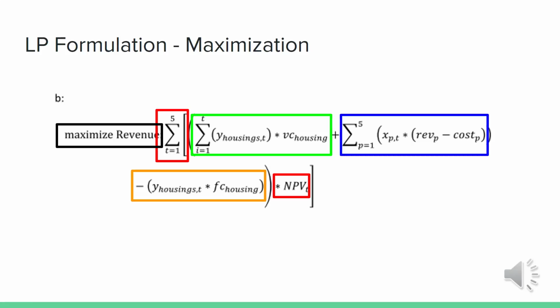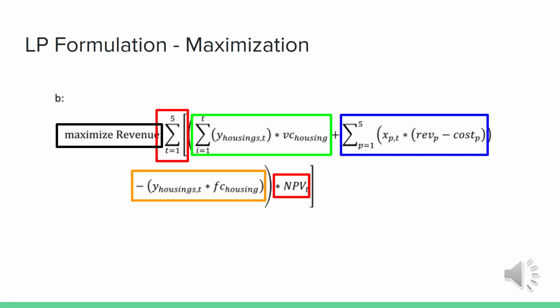Let's have a look at the maximization. So we want to maximize our revenue, and it's clearly important if we look at the red circled parts that we will get the sum of each period from period 1 to period 5, and whatever we earn in that period will be multiplied by our NPV factor. Then it is important to look at the blue part, which essentially says that we take the revenue per product minus the cost per product and multiply it by the amount of products we have sold in that period.